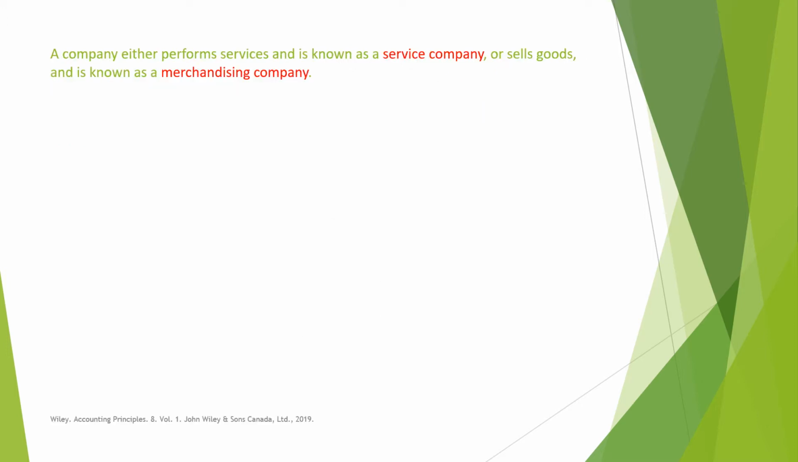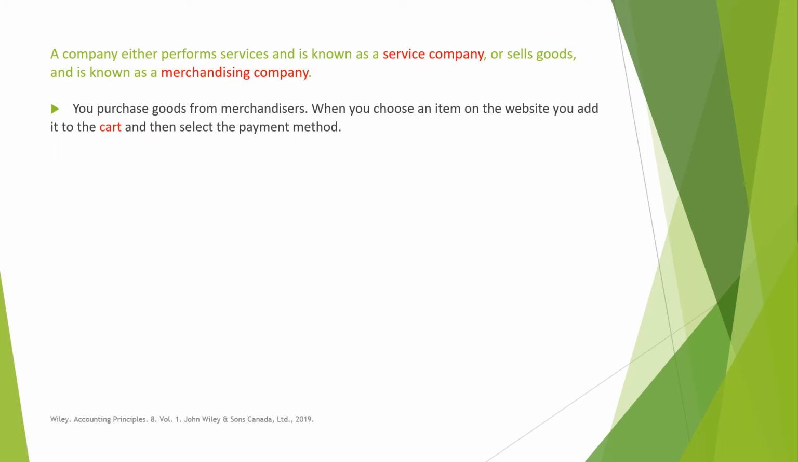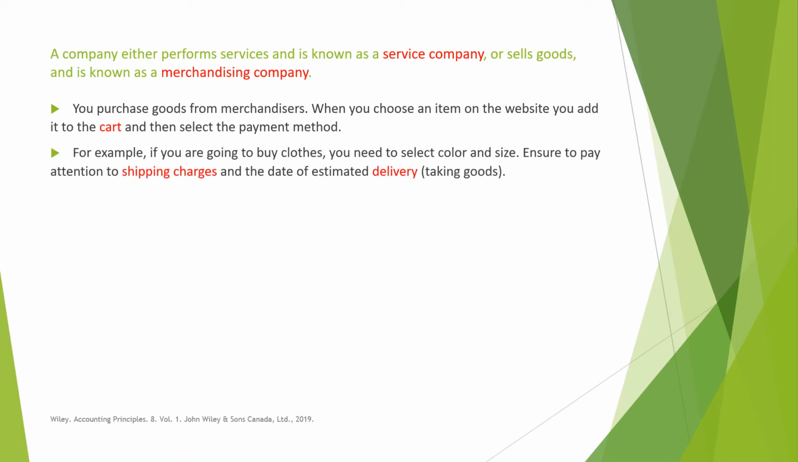A company either performs services and is known as a service company or sells goods and is known as a merchandising company. You purchase goods from merchandisers. When you choose an item on the website, you add it to the cart and then select the payment method. For example, if you're gonna buy clothes, you need to select color and size. Ensure to pay attention to shipping charges and the date of estimated delivery of the goods.